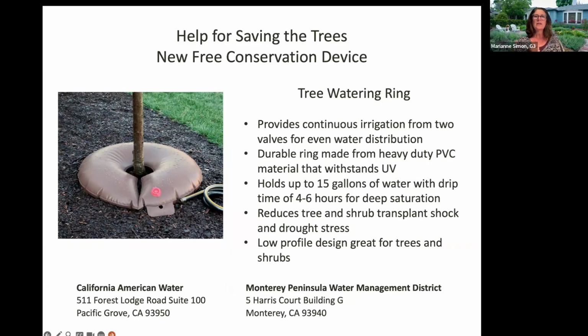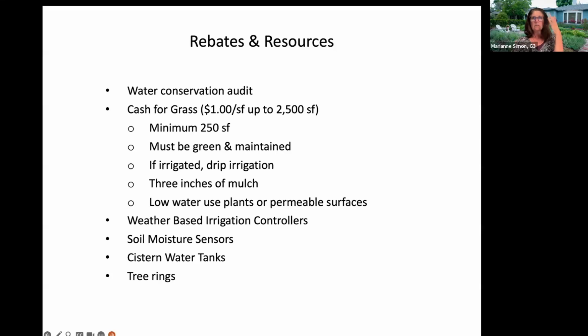They really only work with baby trees. They're not going to work with big established trees, but if you've got a small tree that you're concerned about getting going, this is an option. Here are some of the resources that they provide. They will actually come out and do a free audit.